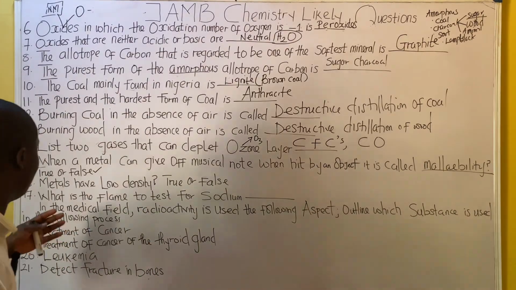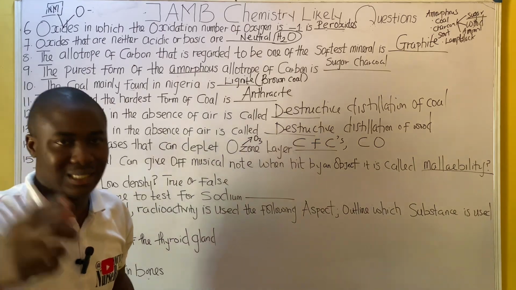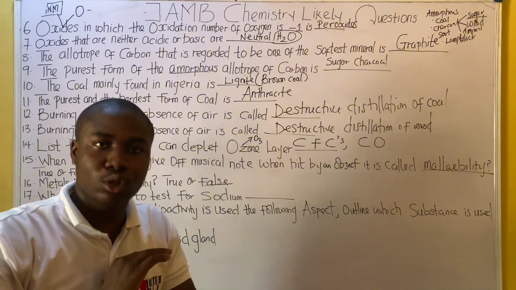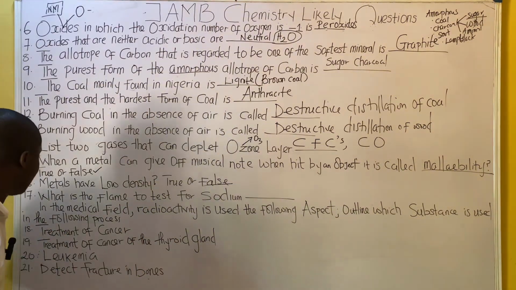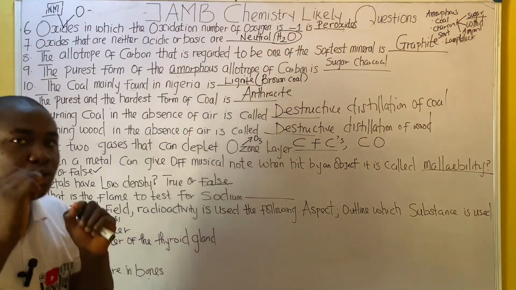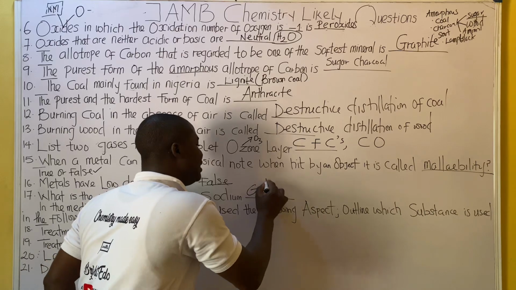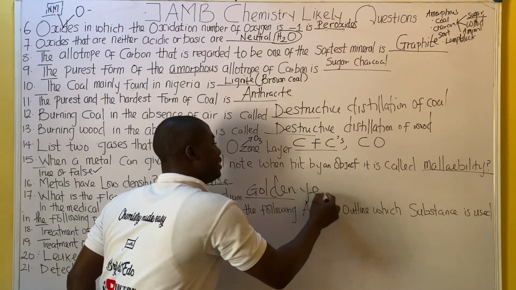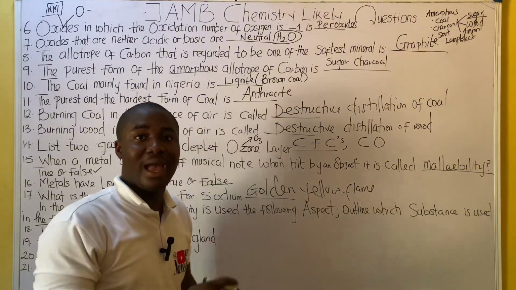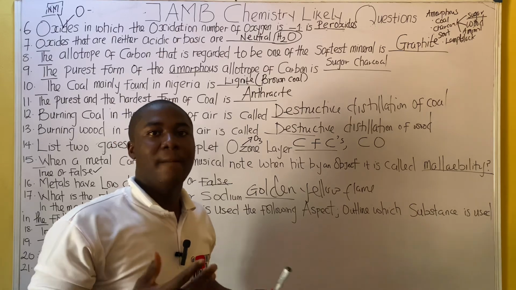Let's progress to the next question, which is question number 16, and it says, metals have low densities. Is that true? That is false. Metals have high densities, not low densities. Let's get into the next question, question number 17, which says, what is the flame to test for sodium? Very simple. It is called the golden yellow flame. When we see this flame, most likely it's going to be sodium. This question is extremely easy.